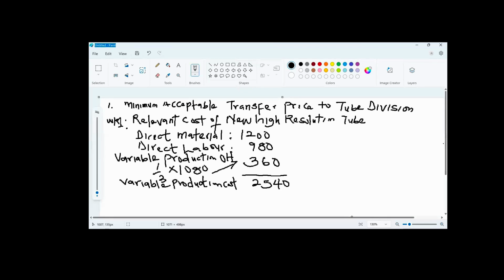We now introduce the opportunity cost. By producing the new high resolution tube, the company will reduce production of regular tubes. That reduction will lead to loss of contribution. By reducing the production of regular tubes by 3,000 units, we cannot sell 3,000 units of regular tubes. That means the company is losing what? Contribution on regular tubes. That loss of contribution is opportunity cost now. That must be added. We are losing that money because we need to do the new high resolution tubes.